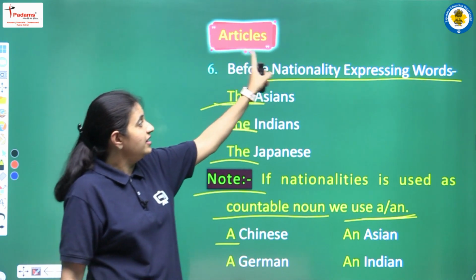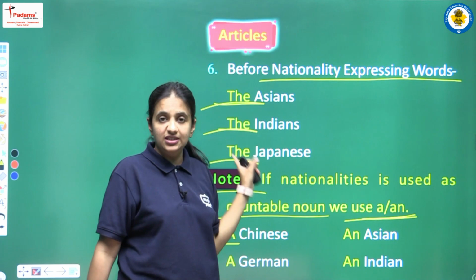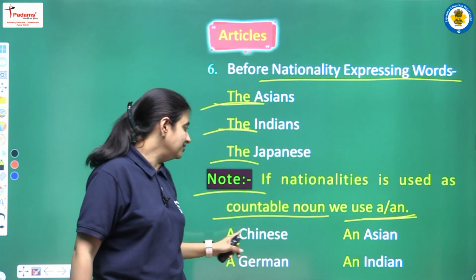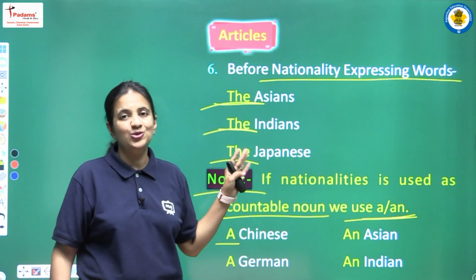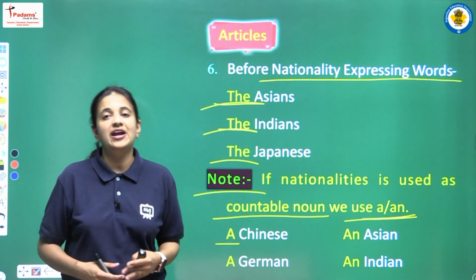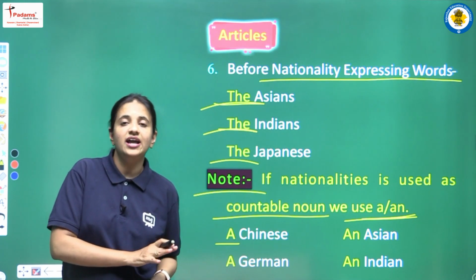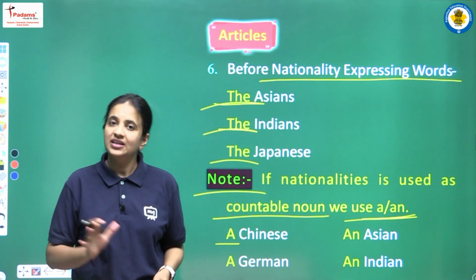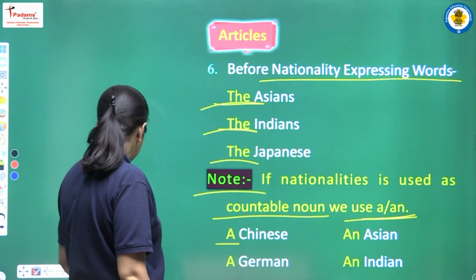Okay, so one more time I am summarizing this. If we are having nationality-expressing words, for that we have to use "the". But if we are having these words in the form of a countable noun, then we have to use a or an, and which article will be used depends on the pronunciation, the starting sound that the word is having. Clear? So let's see some sentences to clear this.